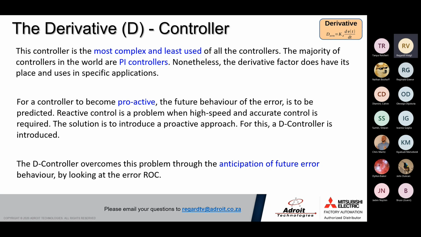The purpose of the D controller is proactive control, high-speed control, and anticipation of future errors. So theoretically, it's recommended to have a D controller in all of your control systems.